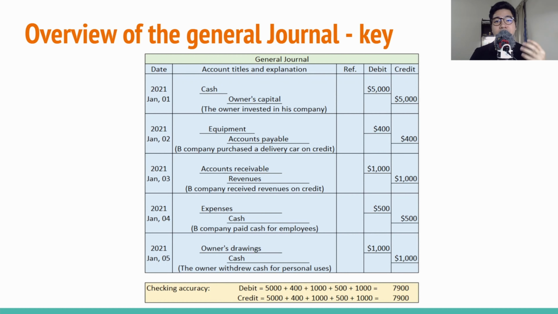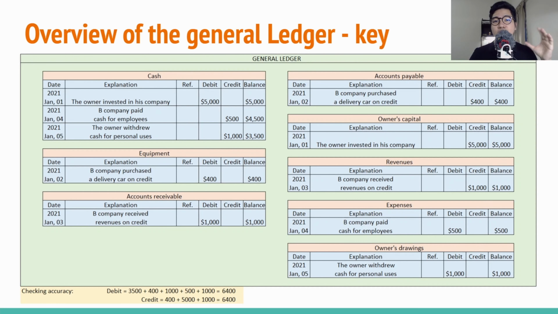This is the overview of the general journal after 5 business transactions. To check the accuracy, we just need to compare the sum of all debits and credits. If they are equal, it means you passed. If they are not equal, it means you have to do it all over again. This is the overview of the general ledger after 5 business transactions. To check the accuracy, we use the same method as we did for the general journal, which is to compare the sum of all debits and credits.